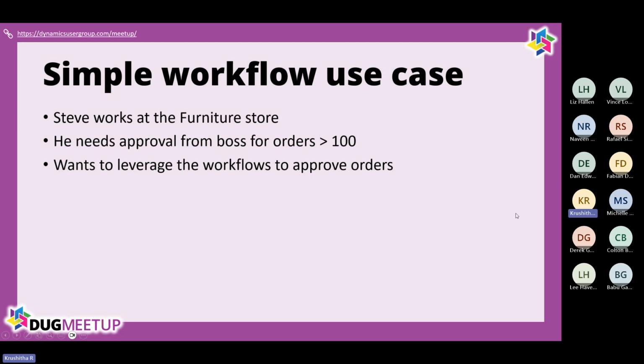So here we have a simple workflow use case that we're going to look at. We're going to look at a workflow within Business Central, and then we will look at where it's falling short and how you can take that and automate within Power Automate, make.powerautomate.com. So let me switch my screen here.